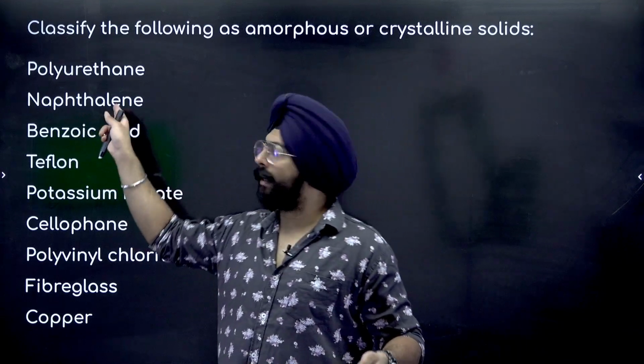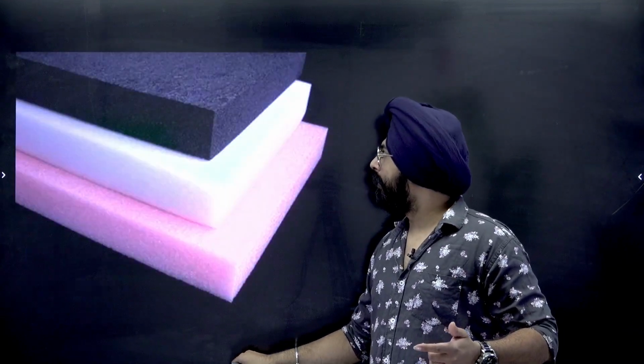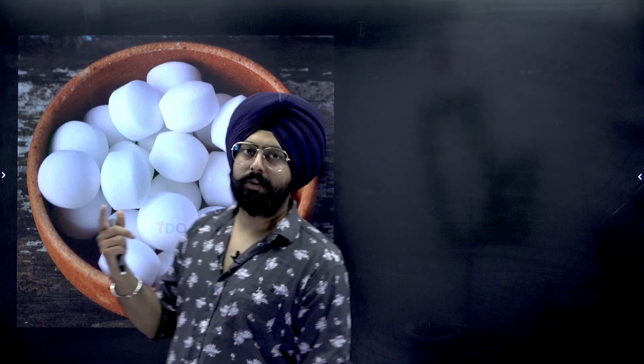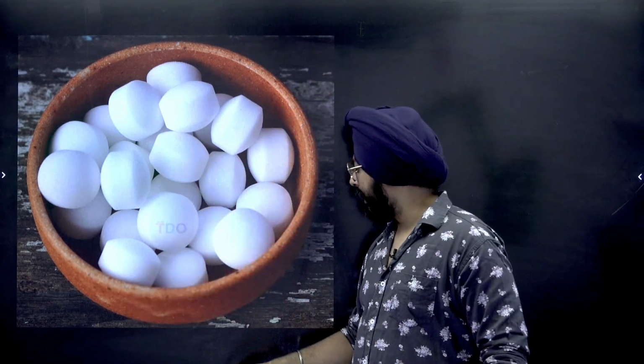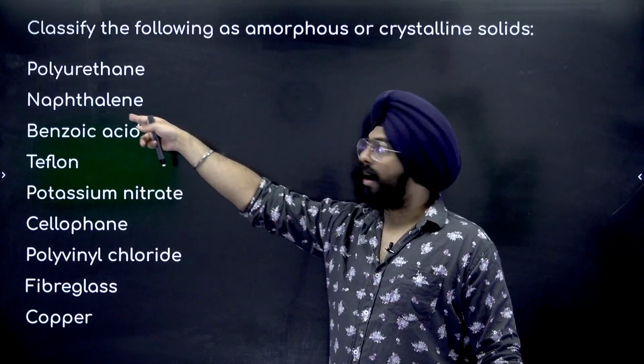Then comes naphthalene. Everyone has seen naphthalene. Naphthalene balls. In Hindi we call it phenyl ki goliyan. Right? So naphthalene crystals, very beautiful crystals. When you break it, you can see those crystalline surfaces. They reflect the light very nicely. Yeah? Definite. Crystalline. Okay? Harder.